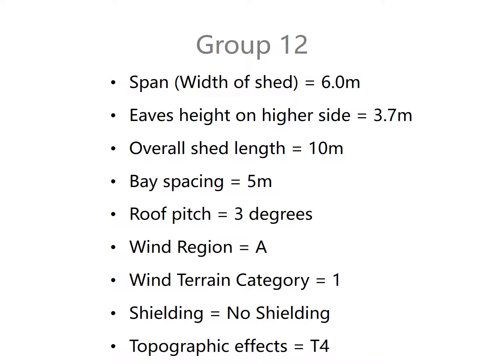Roof pitch is 3 degrees. Wind region is A. Wind terrain category is 1. And there is no shading, and the topographic effect is T4.